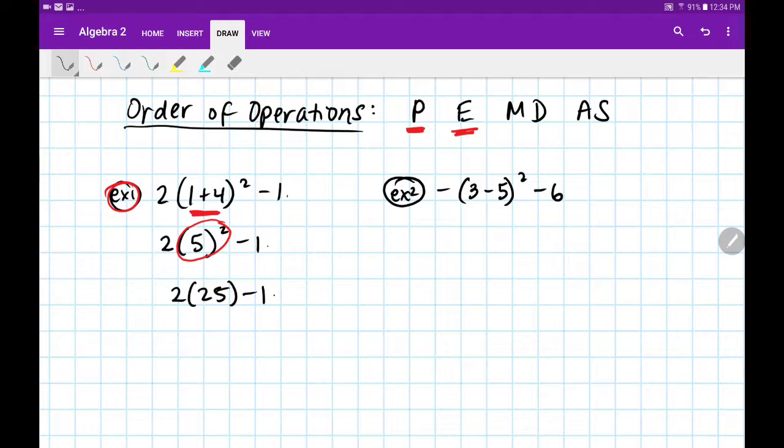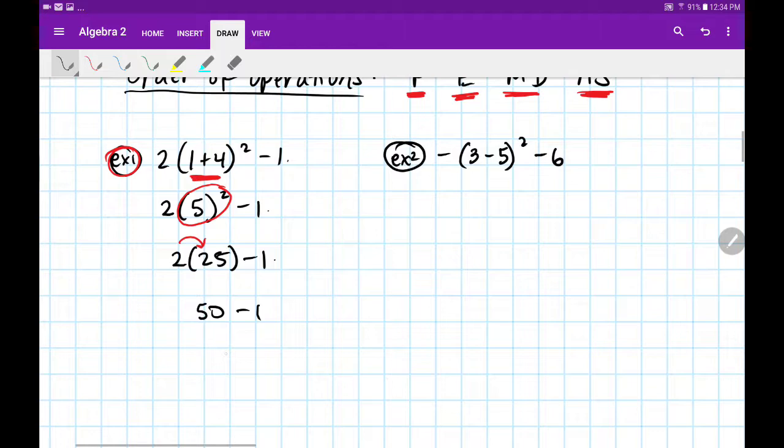We're going in order. Next, we're going to be doing multiplication and division. And in this case, I will finally distribute that 2. That's 50 minus 1. And now it's time for our addition and subtraction. And 50 minus 1 is 49. That would be the final answer. All right, let's try number 2 together now.